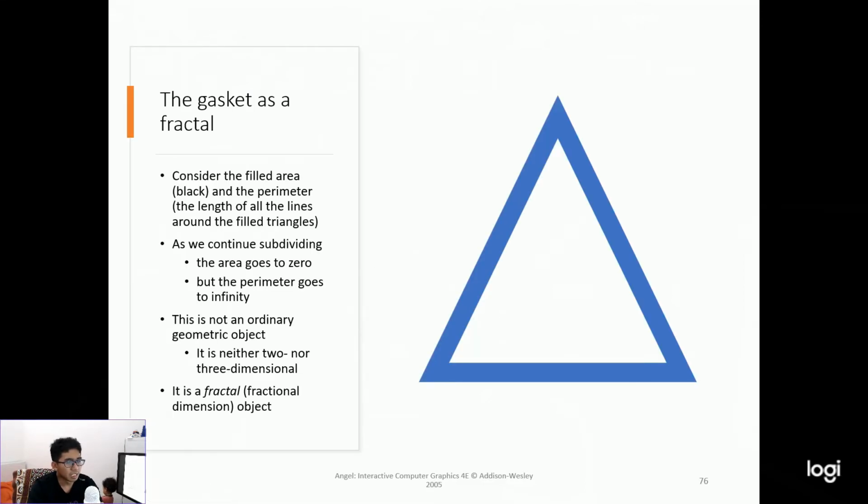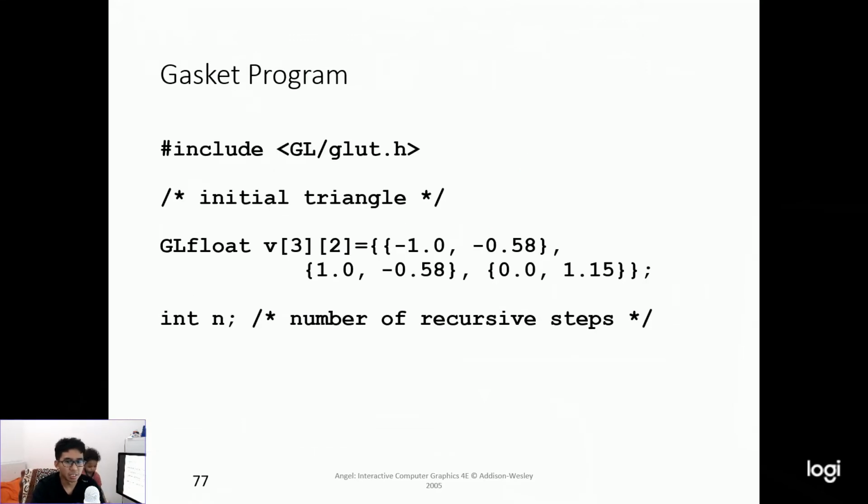The gasket is actually a fractal. Consider the filled area, which is black, and the perimeter, the length of all lines around the filled triangles. As we continue to subdivide, there are two main points here: the area goes to 0, and the perimeter goes to infinity, if we keep on dividing until we complete our subdivision.